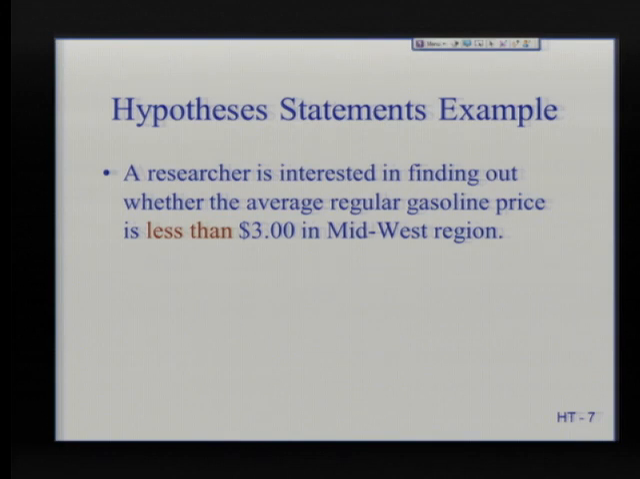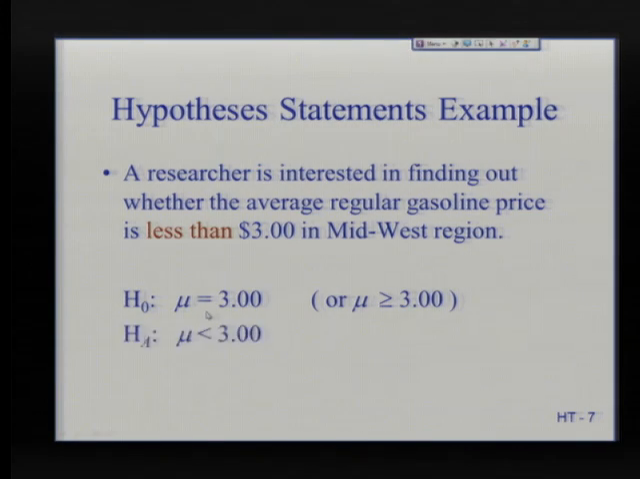Now, there may be a situation like this, right? You want to find out whether average regular gasoline price is less than $3 in the Midwest region or not. Okay. So you take a random sample and you can test this, right? And the null hypothesis will be the average is $3, right? Then the alternative, that's what you want to test, less than $3. So that's the alternative. Okay. And of course, in this situation, you can make your null hypothesis greater than or equal to. As long as they're equal, that's fine. But strictly less than should be in the alternative hypothesis.